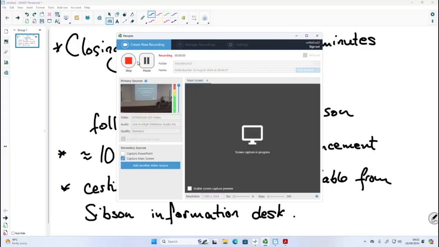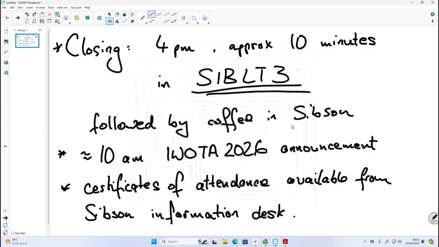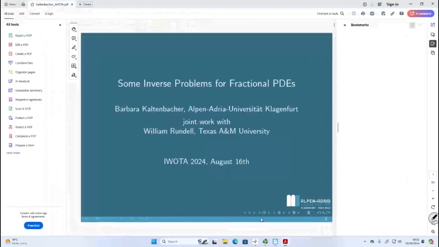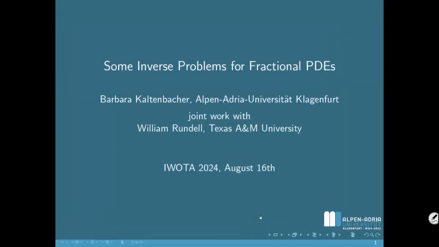It's really my pleasure to announce the first plenary speaker of the day, Professor Barbara Kaltenbacher. She is an Austrian mathematician. She studied and got her PhD at the University of Linz in 1996.